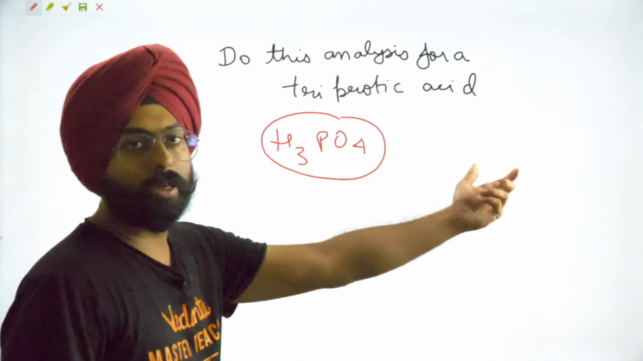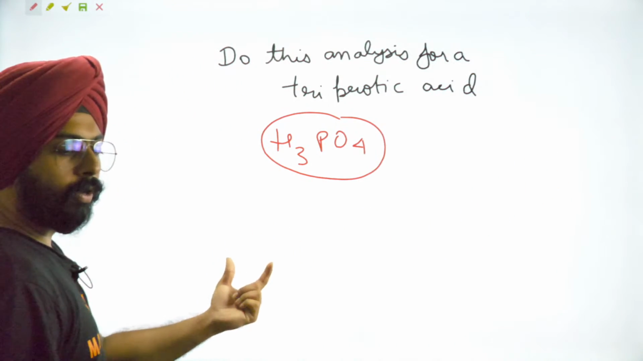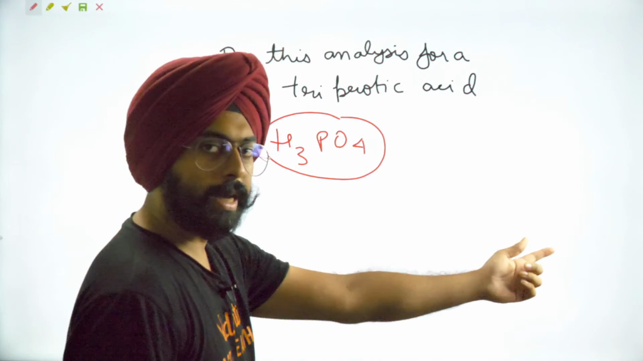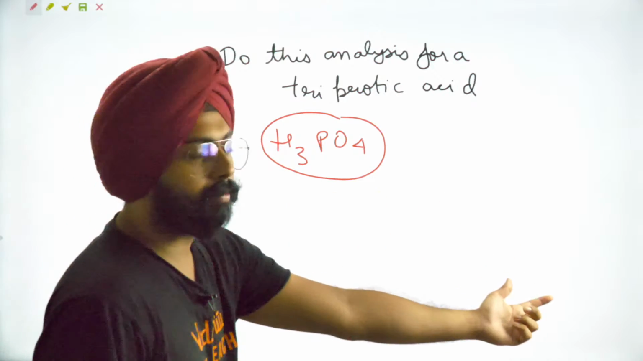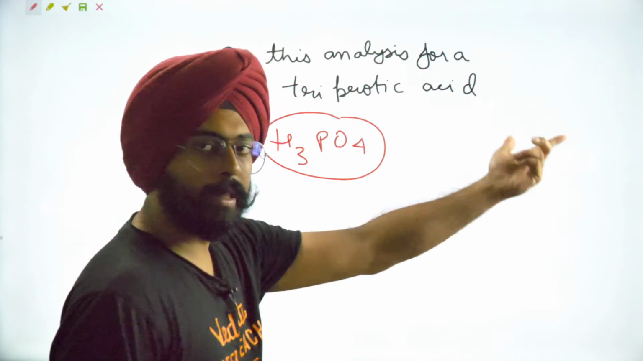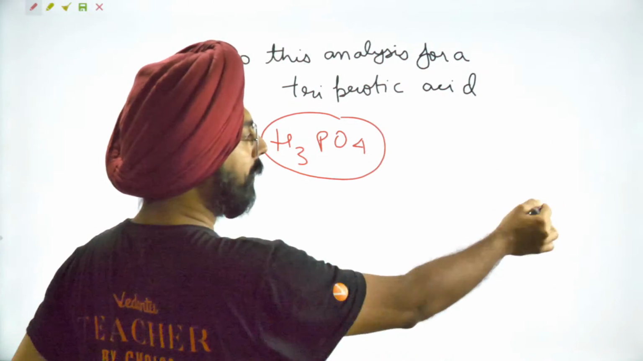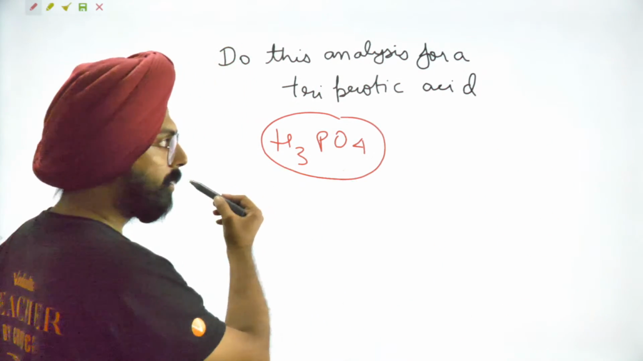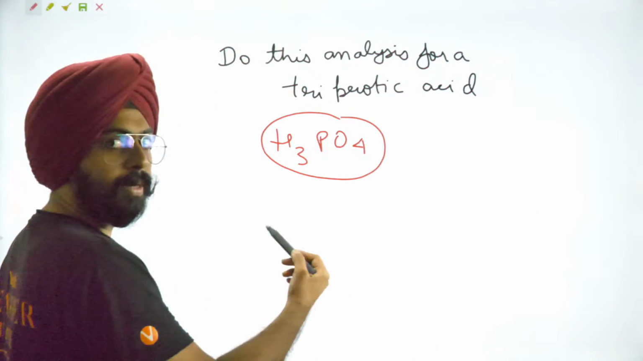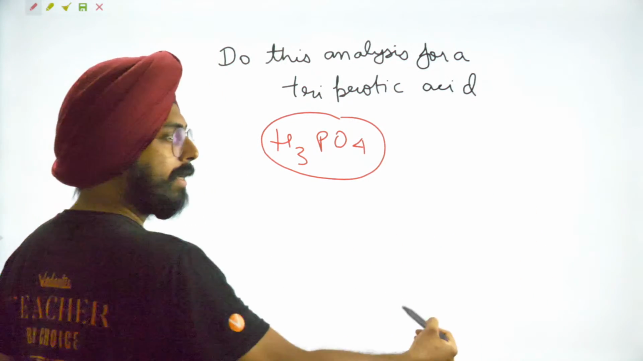H3PO4 break it apart into H2PO4 negative. H2PO4 negative break it apart into HPO4 2 negative. HPO4 2 negative break it apart into PO4 3 negative. Now these three steps that you've written, write K1, K2, K3. C1 minus X, X, X. X minus Y, Y, Y. Y minus Z, Z, Z.